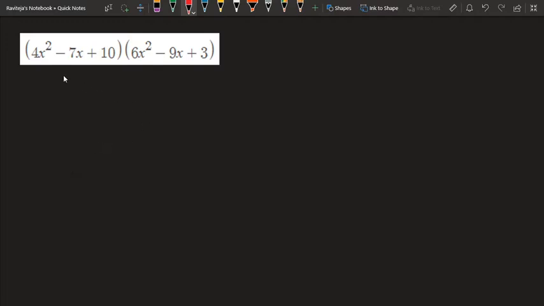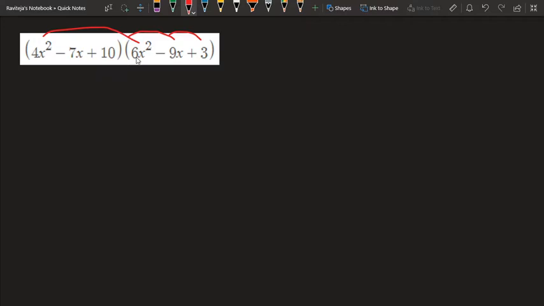Let's start off with the same method, which is first taking the first term of the first polynomial and distributing it to each term in the second polynomial. So we'd start off with 4x squared times 6x squared. Now, when you're multiplying terms with exponents, instead of multiplying the exponents by each other, so your first move would probably be to do 2 times 2, you add the exponents. When multiplying terms with exponents, you add the exponents, not multiply them.